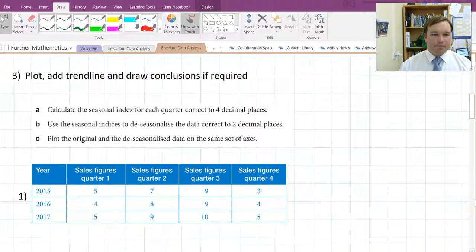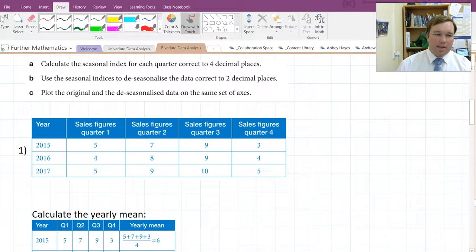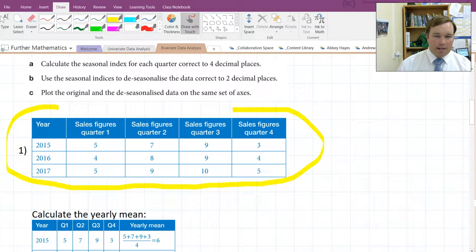Alright, so our question is: calculate the seasonal index for each quarter, use the seasonal indices to deseasonalize the data, correct to two decimal places, and plot the original and the deseasonalized data on the same axis. This here is the raw data. It shows sales for each quarter for 3 years. Quarter 1, quarter 1, quarter 1 of those separate years.